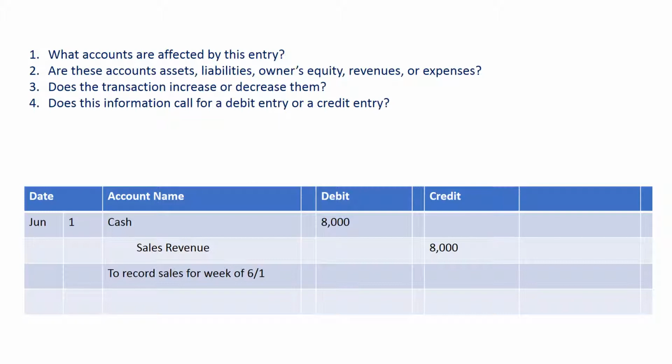For example, the cash sales for this week were $8,000. You need to enter this transaction in the journal. To decide which accounts are affected, you use the following thought process. I know that the event involves cash sales. I know cash is an asset and sales is a revenue. I see that cash, which is an asset, increased and sales, a revenue, also increased. An increase in an asset calls for a debit, while an increase in a revenue calls for a credit.